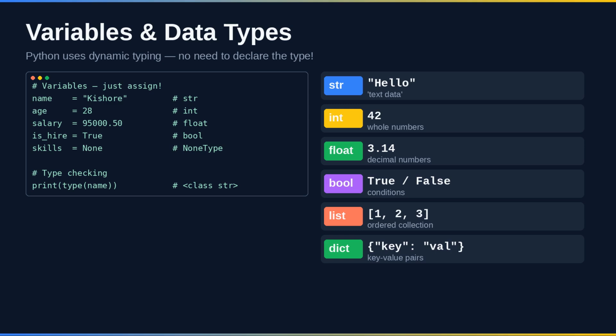The core data types you'll use daily are strings for text, integers for whole numbers, floats for decimal numbers, and booleans for true or false values. There's also None, which represents the absence of a value, super important in data pipelines when dealing with missing data.